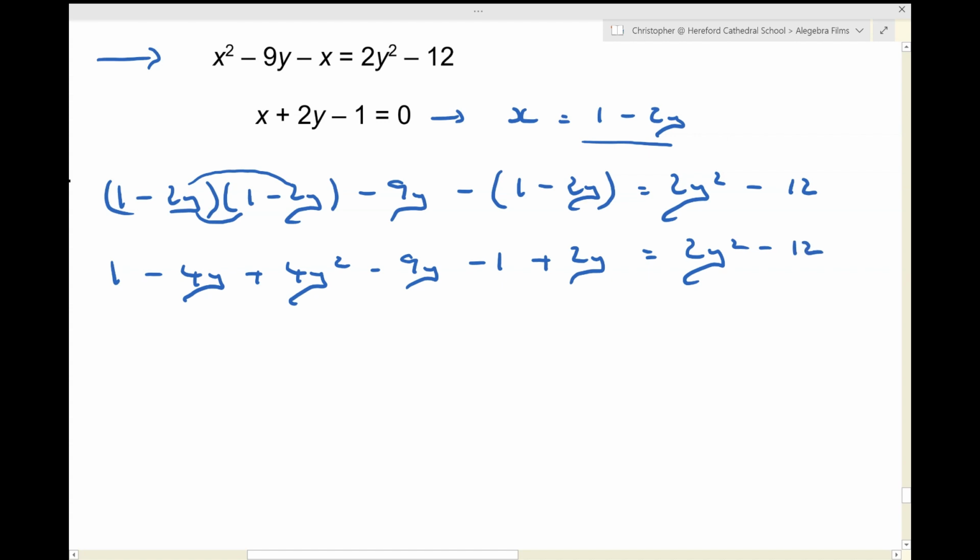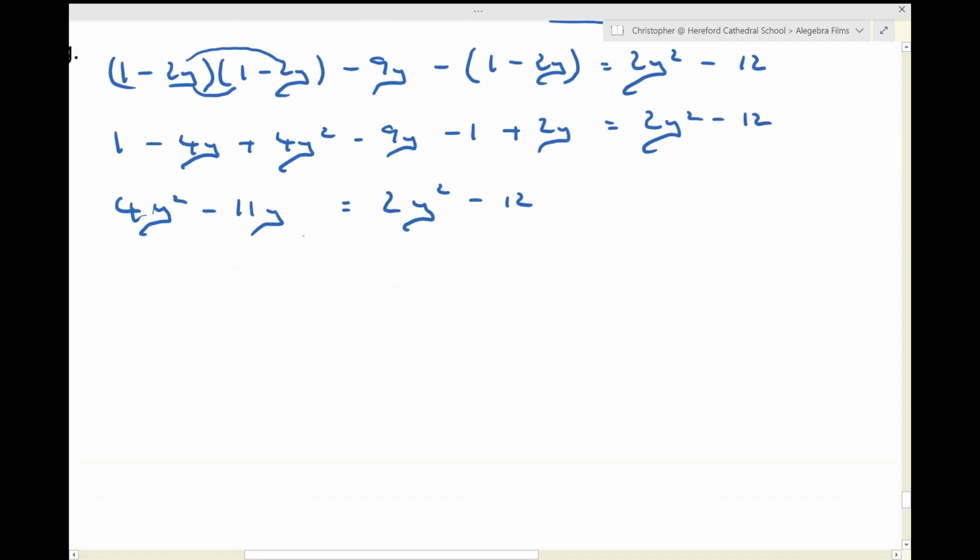Tidy up the left-hand side, so I've got 4y squareds there. Okay, I've got minus 4y minus another 9y, that's minus 13y, plus 2y gives minus 11y. 1 minus 1, that disappears. Copy down the left-hand side. Right, so quadratic equation, let's set it equal to 0. Let's minus 2y squared from both sides, gives me 2y squared. 11y here, and let's plus 12 to both sides as well.